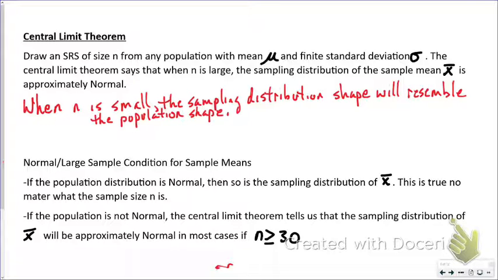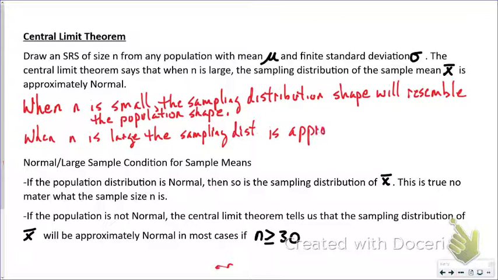But what the central limit theorem is saying is when n is large, the sampling distribution is approximately normal. You know, that's the general rule, is large. In the stat world, they go with that. You see it's typed up here, is large.